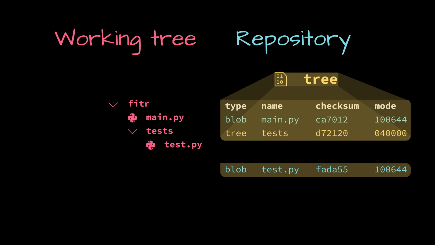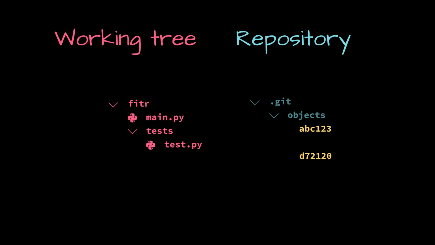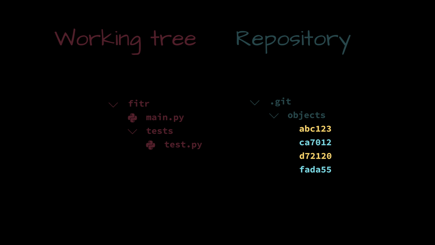Then when you do a git commit, Git creates these lists, calculates their checksum, and stores them under the .git/objects directory side by side with blobs. When looking at the content of this directory, blobs and trees look just the same. A compressed file with a weird name.